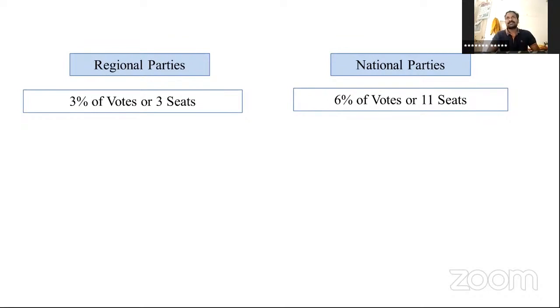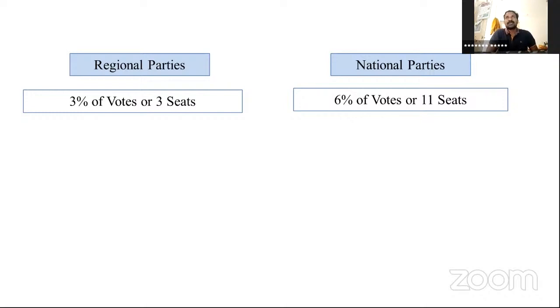For example, Suryapet district. There are 4 constituencies in Suryapet district. What are the constituencies? For example, Suryapet, Tungaturti, Kodada, and Huzurnagar. These are the 4 constituencies in our district, Suryapet. In total, the state has 119 constituencies.